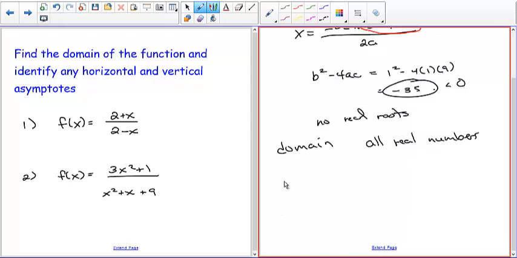There are no vertical asymptotes for the same reason. There are no values of x where the denominator can go to 0. And then as far as horizontal asymptotes, in this case it's already set up.